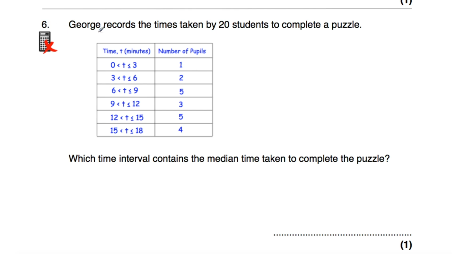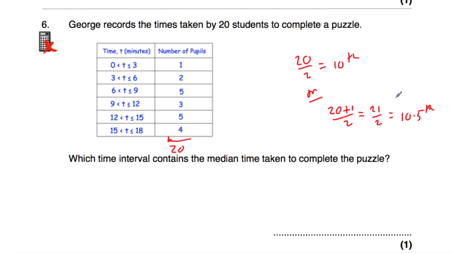Okay, let's look at our next question. So our next question says, George records the times taken by 20 students to complete a puzzle. So there's 20 students altogether. And then the question says, which time interval contains the median time to complete the puzzle? So we can do 20 divided by 2, which is equal to the 10th value, or we could use 20 plus 1 divided by 2, and that's 21 divided by 2, which is equal to 10.5, so the 10.5th value. So we're looking for either the 10th or the 10.5th value, and hopefully, if the question's quite nice, they should be in the same category anyway.